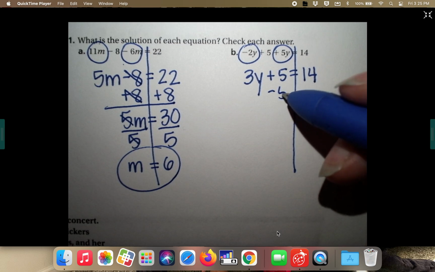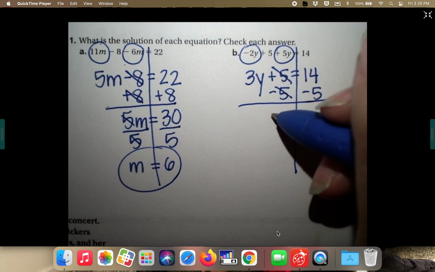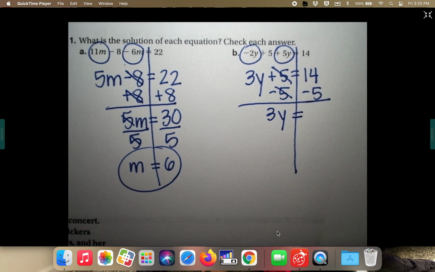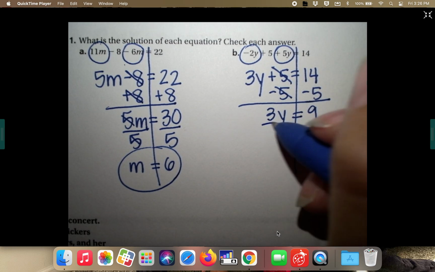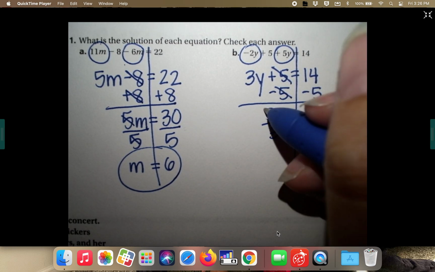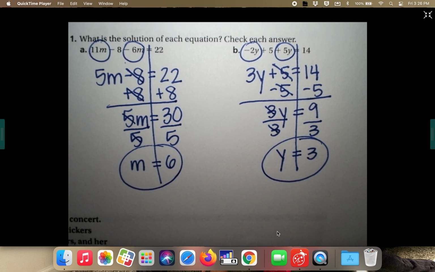I'm going to subtract 5 next on both sides, cancel, cancel, bring down 3y. 14 minus 5 is 9. Last step, divide both sides by 3. Y equals 3. Okay, let's look at the next problem.